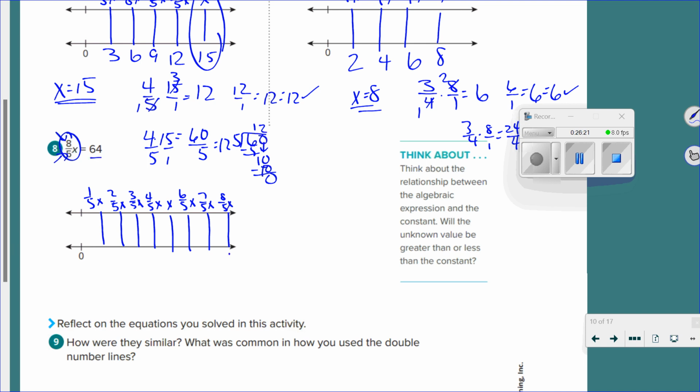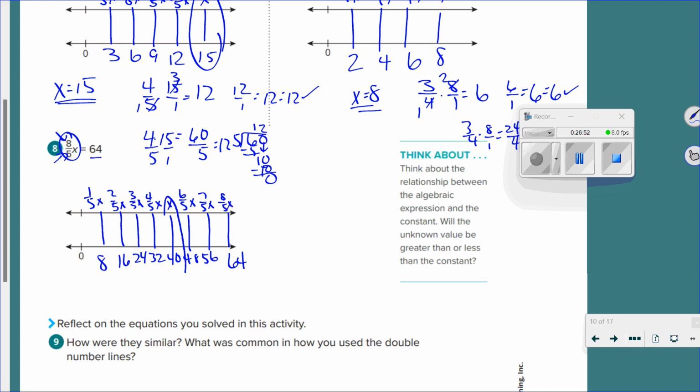So what am I at the first interval? 64 divided by 8? 8. Let's check it. So we'll go up by 8. So we go 8, 16, 24, 32, 40, 48, 56, 64. That works. So my solution is where x is. So my solution is x equals 40.